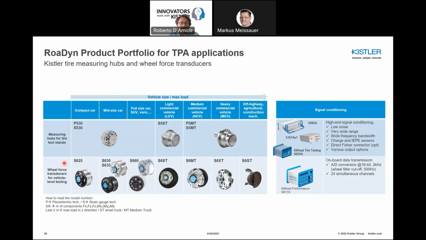When it comes to wheel force transducers, we also have a wealth of products depending on the type of applications that you have at hand. As I mentioned before, we have multiple high accuracy strain gauge load cells, and we can also offer the KiRoad Performance, which is onboard data transmission. This hardware offers the possibility to acquire at 2 kilohertz with a cutoff filter at 500 hertz and up to 24 channels, which can be acquired simultaneously.